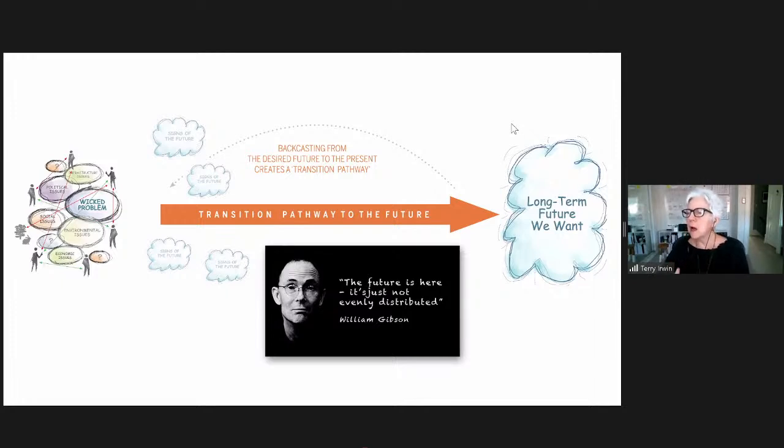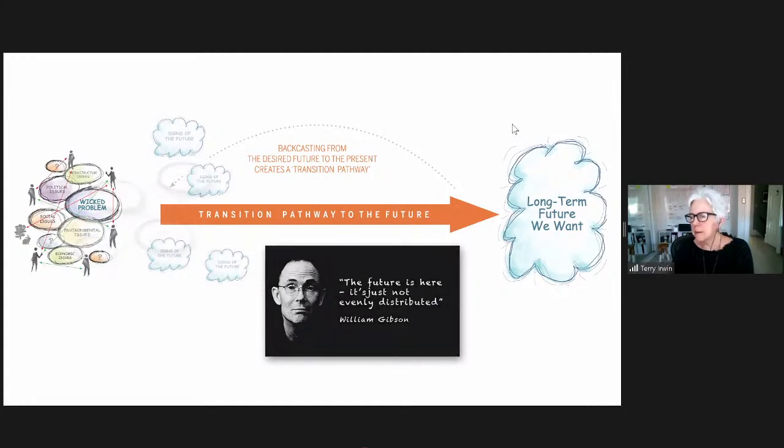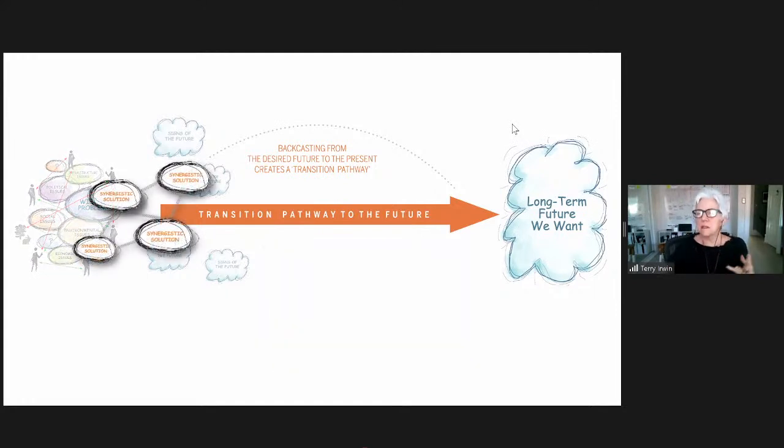So we look for signs of the future vision in the present. And these might be future fragments or pieces of the vision. And these future fragments can become the basis for solutions in the present. So ecologies of systems interventions that are informed by or based upon these future fragments ensure that our solutioning in the present is always informed by and on a trajectory toward the desired long-term future.